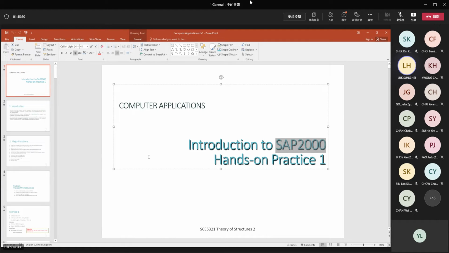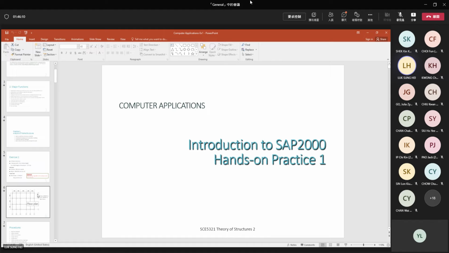SAP 2000 is a common structural software in practice in Hong Kong. In Hong Kong, we use SAP 2000. We use ETABS frequently for structure analysis, for tall building analysis. In the workshop we will talk about the basic operations of SAP 2000.